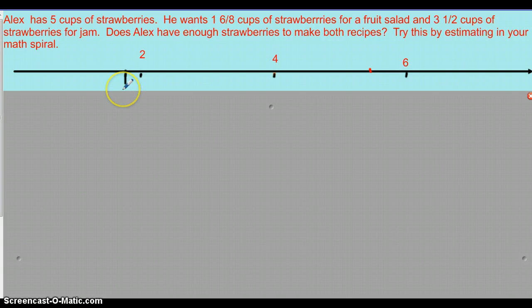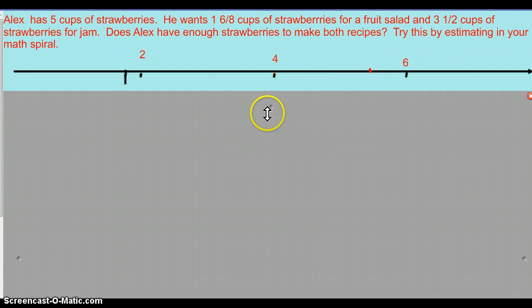Okay, 1 6/8 would be about here, and 8/8 is for 2. So 1 8/8 would be 2. So I'm going to go ahead and consider this 2, and 3½ I will leave the same. So 2 plus 3 is 5 plus another half. So I'm guessing about, since this is 4 and this is 6, 5 is probably right here. Here's my half.